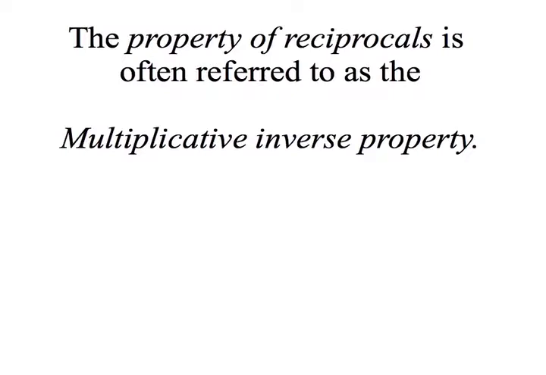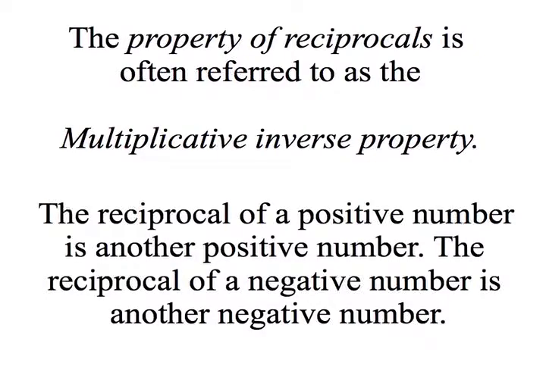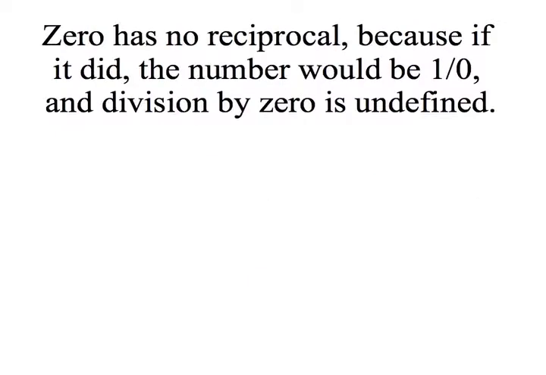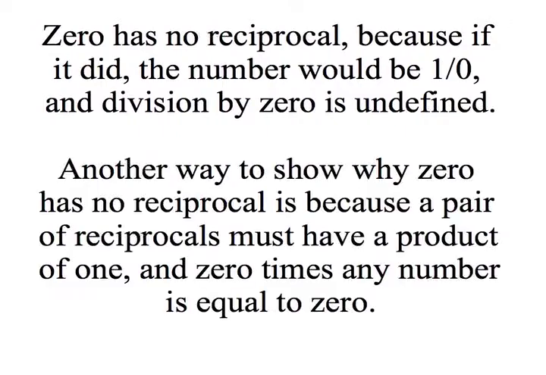The property of reciprocals is often referred to as the multiplicative inverse property. The reciprocal of a positive number is another positive number. The reciprocal of a negative number is another negative number. 0 has no reciprocal because if it did, the number would be 1 over 0, and division by 0 is undefined. Another way to show why 0 has no reciprocal is because a pair of reciprocals must have a product of 1, and 0 times any number is equal to 0.